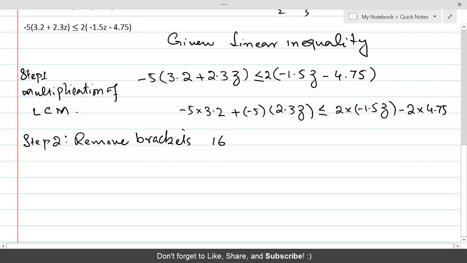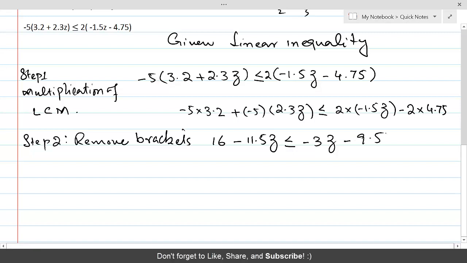So here it is 16 minus 11.5z, 0.5z less than or equal to 2 times minus 1.5 will become minus 3z, and minus 2 times 4.75 will become minus 9.5.